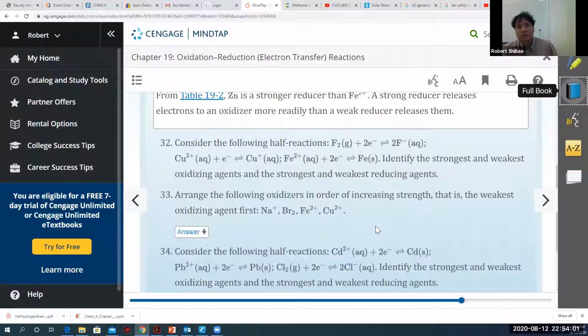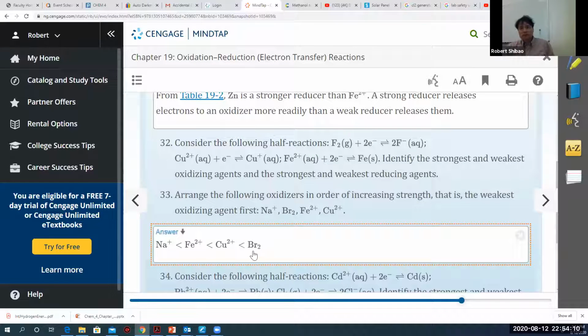And so it would go bromine. Looking at the chart, it would go bromine, copper 2, iron 2, and sodium. It's the strongest, sorry. I went from strongest to weakest. I guess they wanted the weakest to strongest. So bromine, copper 2, iron 2, and then sodium.